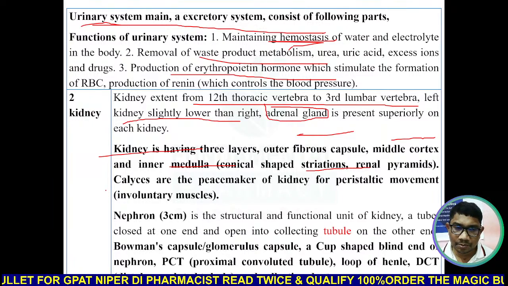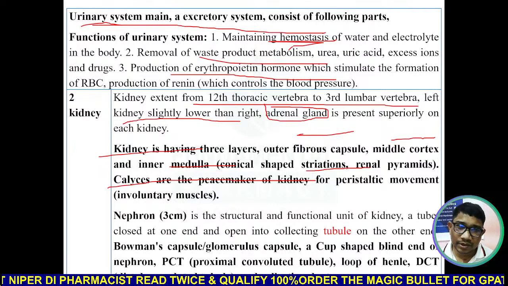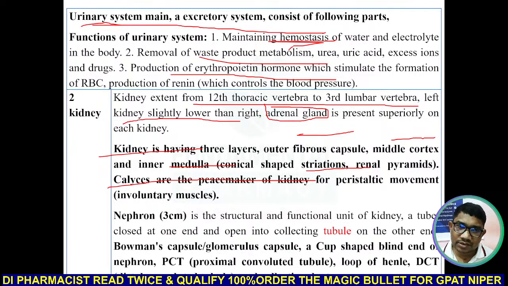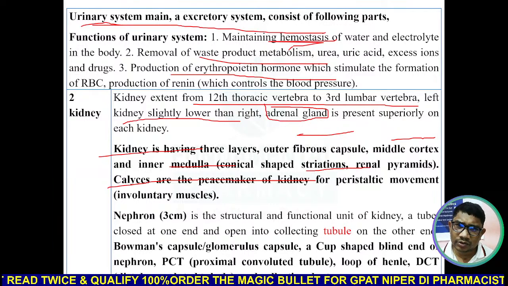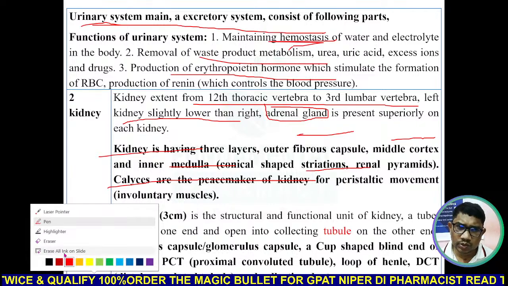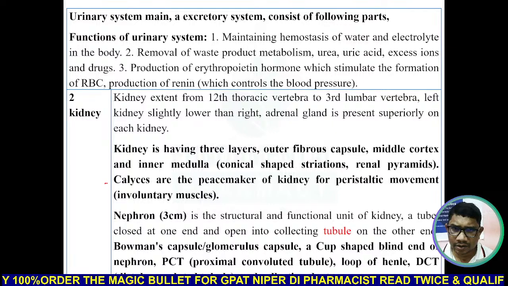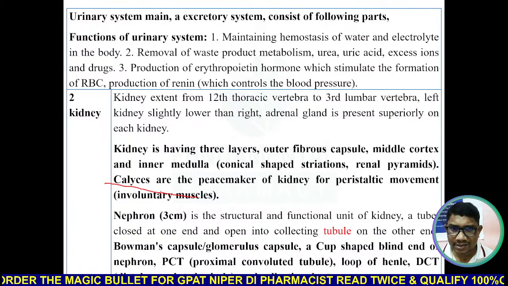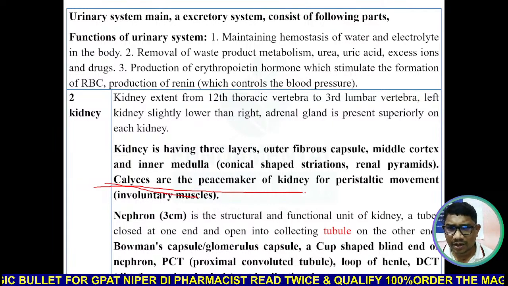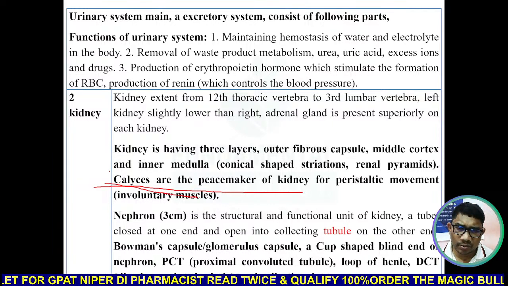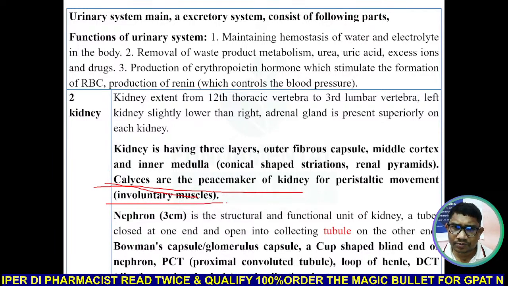What are calyces? They are the pacemaker of the kidney. A question can come on this: what is the pacemaker of the kidney? Calyces are the pacemaker of the kidney. What does pacemaker mean? Calyces start the peristalsis of urine, known as urinary peristalsis. Calyces will start the peristaltic movement of the urinary system. That's why calyces are called the pacemaker of the kidney, which is composed of involuntary muscle.